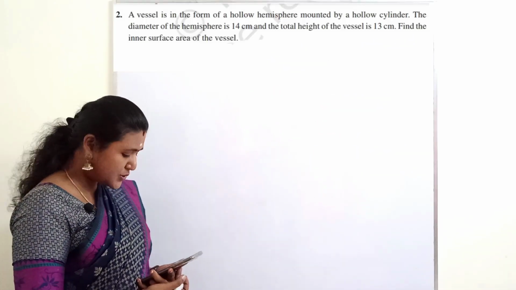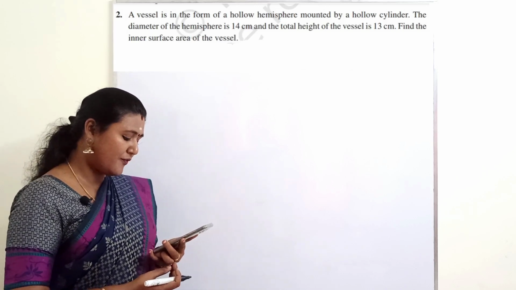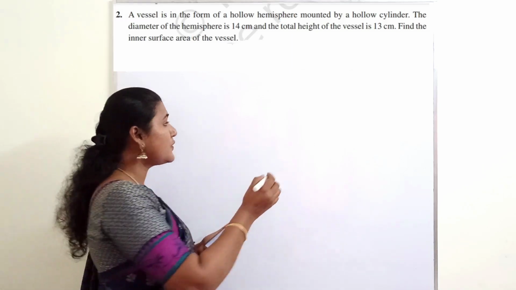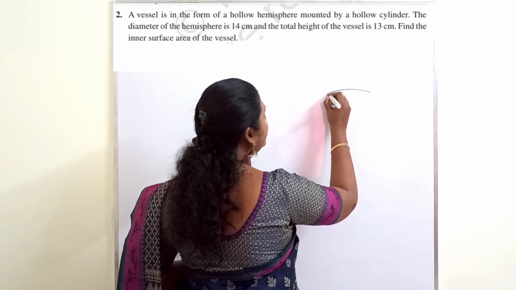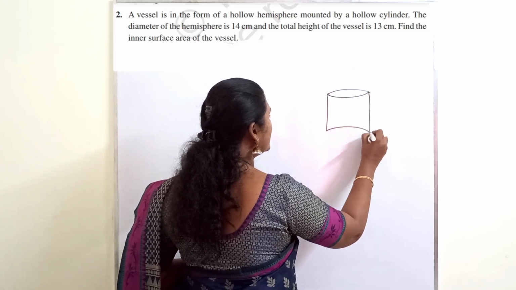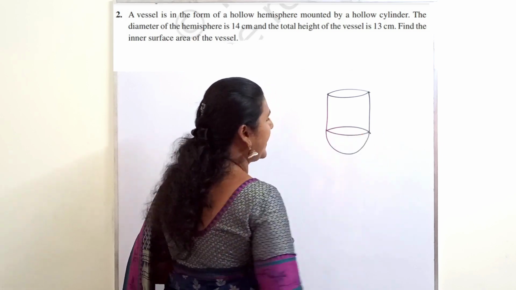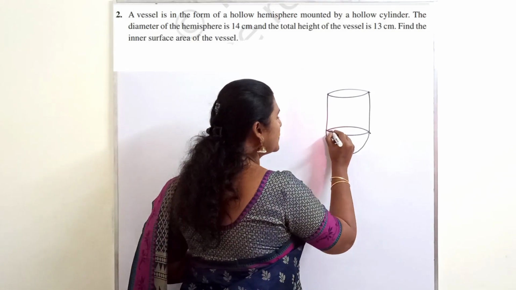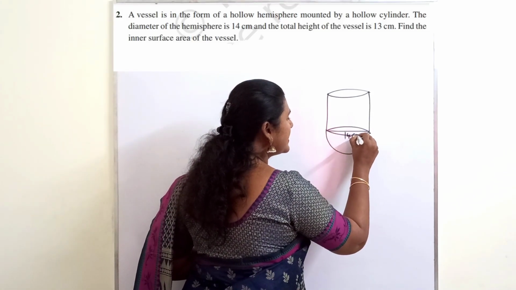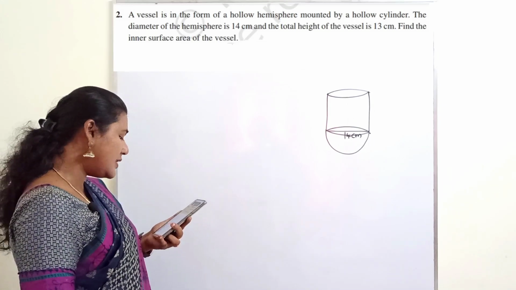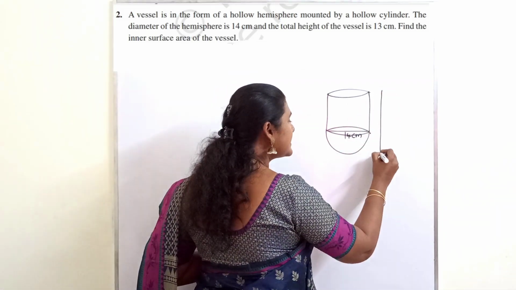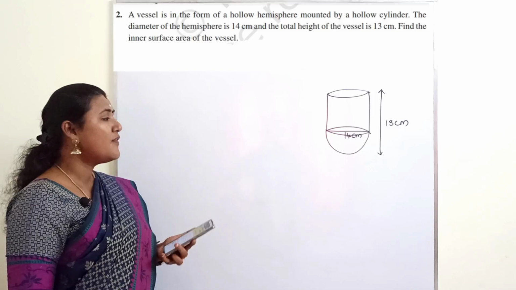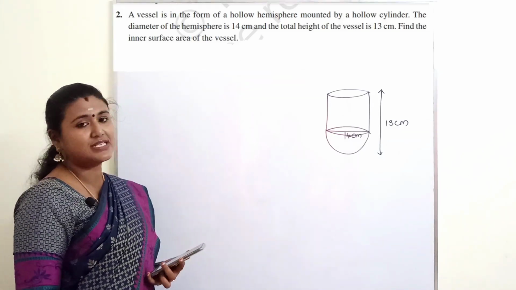Now we will see question number 2. A vessel is in the form of a hollow hemisphere mounted by a hollow cylinder. So the vessel is a combination of a cylinder and a hemisphere, and the diameter of the hemisphere is 14 centimeter. The total height of the vessel is given as 13 centimeter. Find the inner surface area of the vessel. So this is the question.